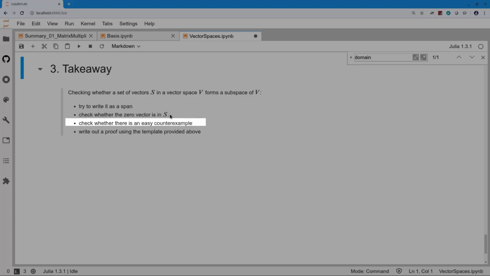If that passes, well, next thing is to see if I can come up with an easy counterexample. I won't spend much time on it. I'll just try and see if there's something obvious that lets me say, no, it's not a subspace. And if all of these fail, well, then I'll have to write out a full proof, and I want you to use the template that I've provided above.